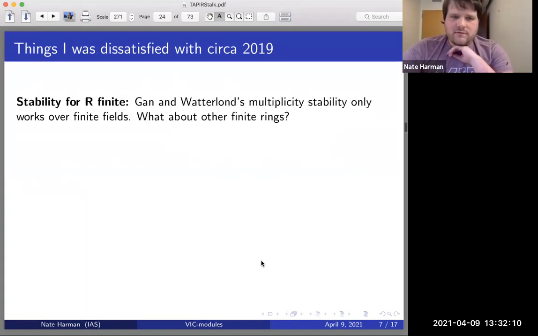So first of all, I want to understand stability for finite rings that are not fields. We have this multiplicity stability statement, but it only works for finite fields. And we don't think that finite fields should be that different from finite rings. But we didn't have any hold over what happens for them.